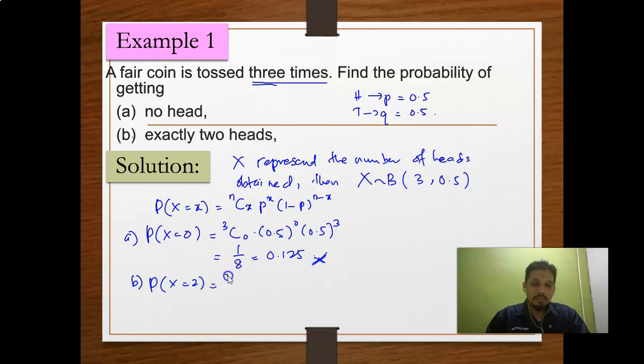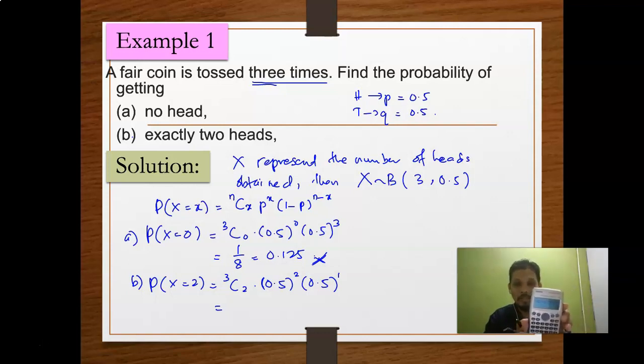Then it is 3C2 multiplied with 0.5 to the power of 2 and 0.5 to the power of 3 minus 2, equal to 1. Again, 3C2 multiplied with 0.5 to the power of 2 and 0.5 to the power of 1. There you go. I get it as 3 over 8.